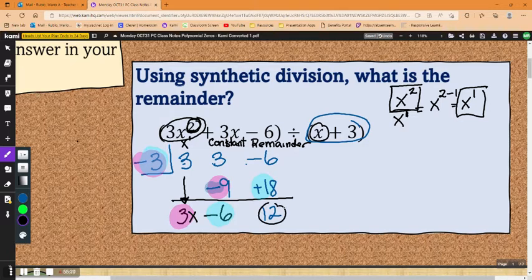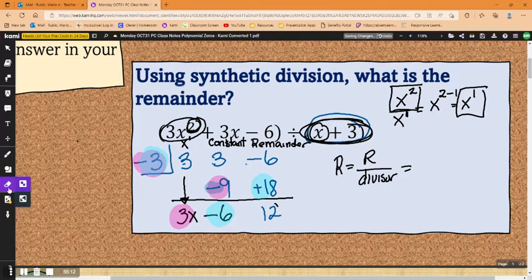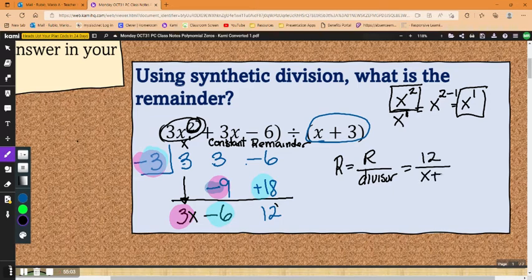So recall, we cannot simply write the remainder as a number, because that doesn't work. When we're writing the remainder, we write it like the remainder divided by the whole divisor. Okay, the whole divisor, everything together, x plus 3. It can't just be the number, it's got to be the whole divisor. So our remainder is going to be 12 over x plus 3.